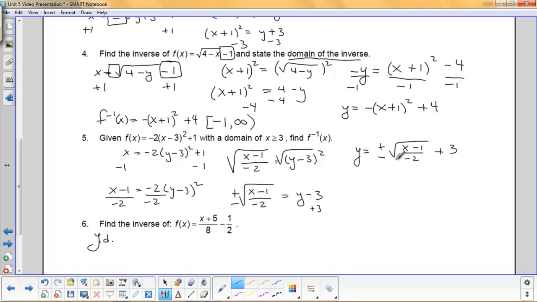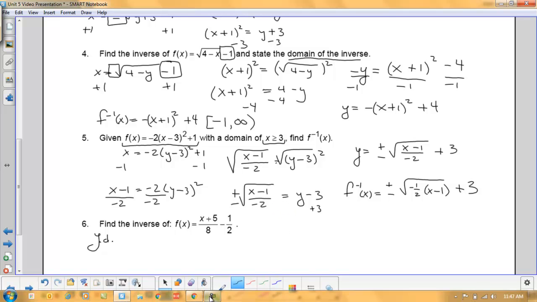The next thing I'm going to do is kind of clean this up. That's pretty messy inside there. So I'm going to factor out that -1/2. See how it's on the bottom? It's a 1/2. So that's going to give me f to the -1 of x equals plus or minus the square root of -1/2 times (x minus 1). Remember, I factored out that -1/2, which is why it's there, plus 3. Okay, now at first glance this does not look like it has a restriction, but in fact it does. Notice that I have a domain which is only positive.